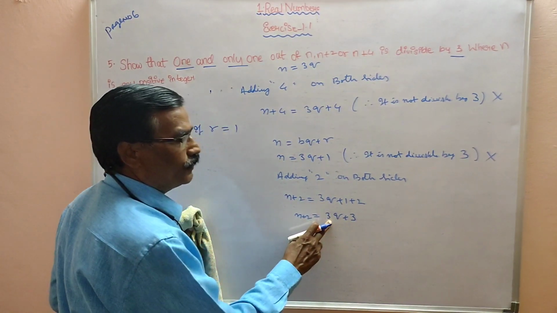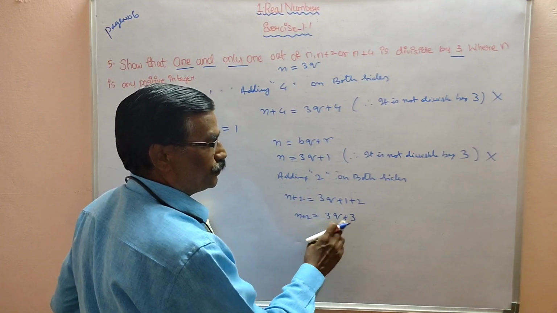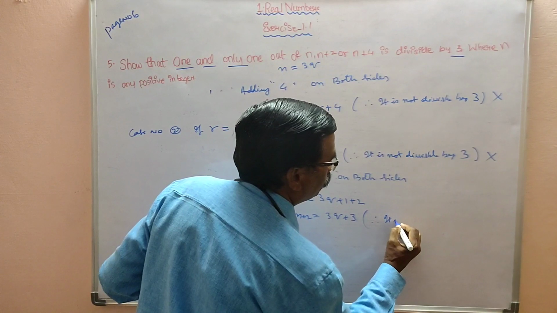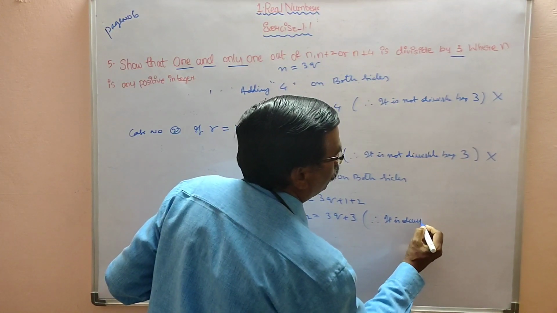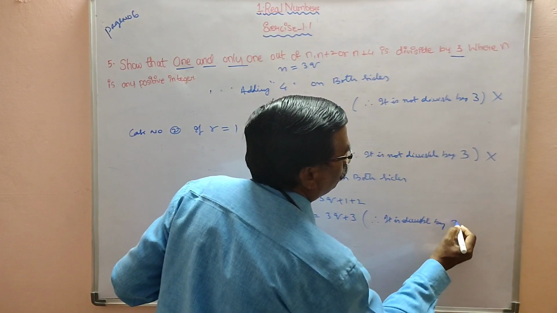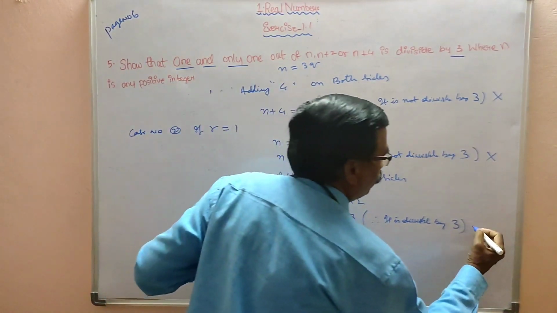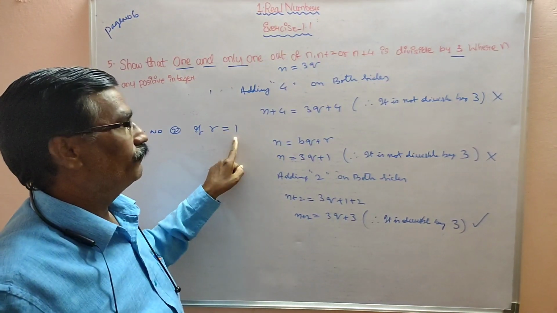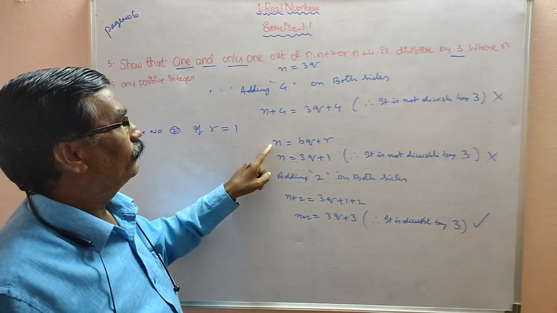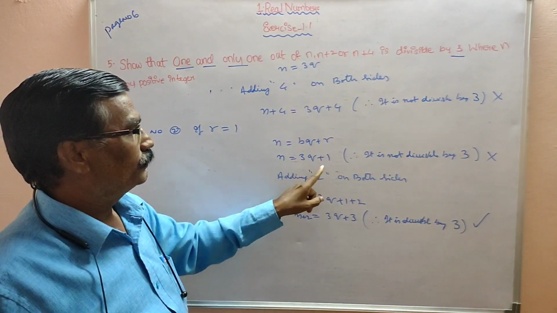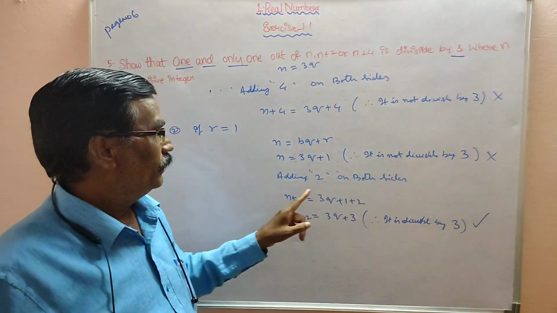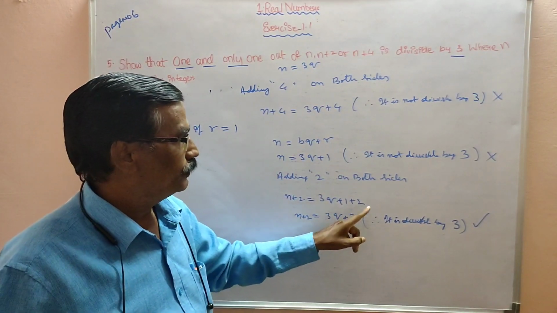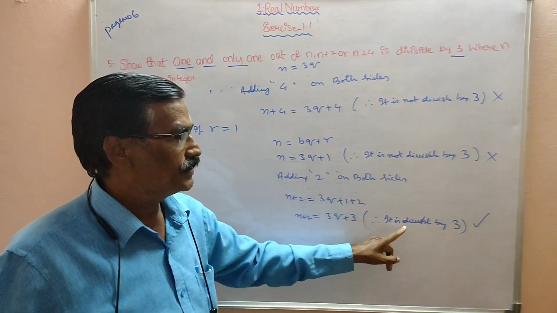See here, this 3 is divisible by 3 and this 3 also is divisible by 3, so both are divisible by 3 only. Therefore it is divisible by 3. In case number 2, r equal to 1, n equal to 3q plus 1, it is not divisible by 3. And adding 2, n plus 2 equal to 3q plus 1 plus 2, so n plus 2 equal to 3q plus 3, it is divisible by 3.